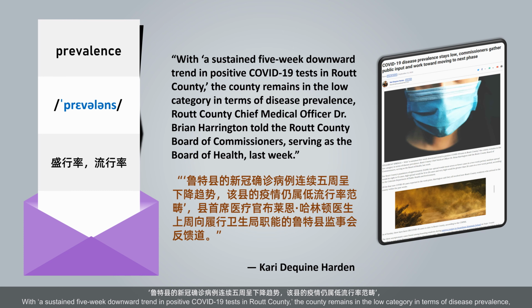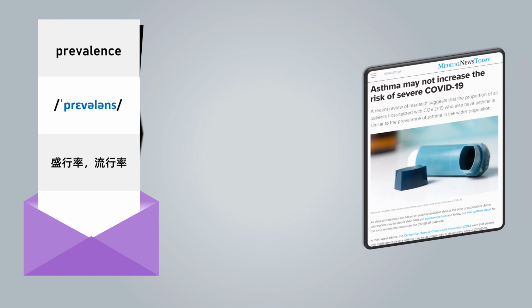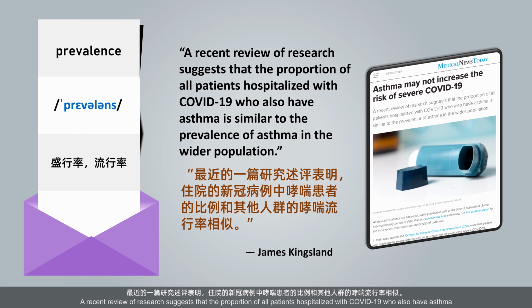With a sustained 5-week downward trend in positive COVID-19 tests in Routt County, the county remains in a low category in terms of disease prevalence, Routt County Chief Medical Officer Dr. Brian Harrington told the Routt County Board of Commissioners, serving as the Board of Health last week. A recent review of research suggests that the proportion of all patients hospitalized with COVID-19 who have asthma is similar to the prevalence of asthma in the wider population.